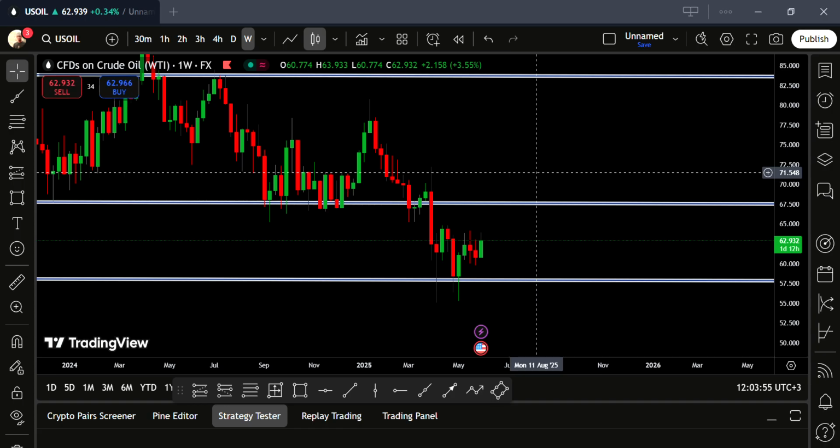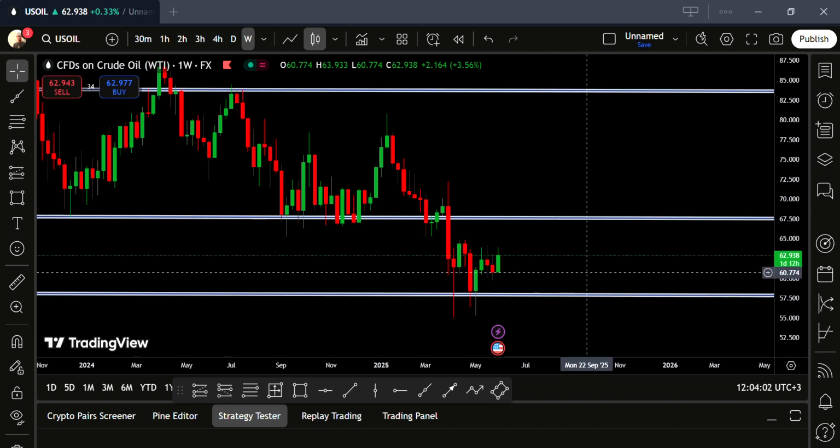So we have US oil, and I'm going to be taking you through US oil on the top down analysis combined with demand and supply for entries on the lower time frame. Guys, I have this strategy, and I can tell you that it is a strategy that I thought about on my own. It is something I combined, and I find it very good.